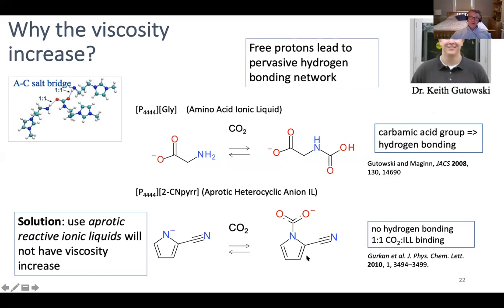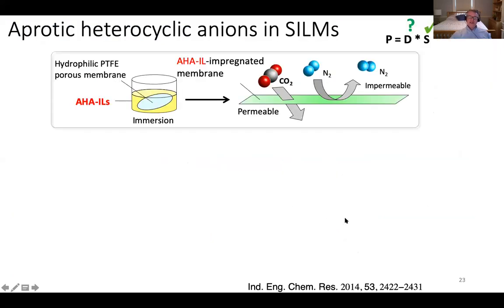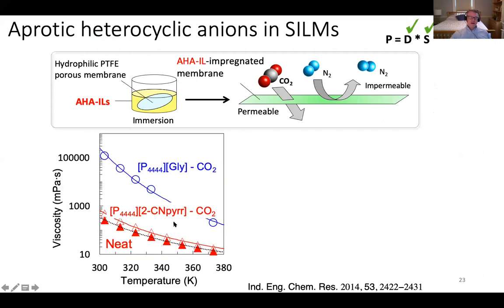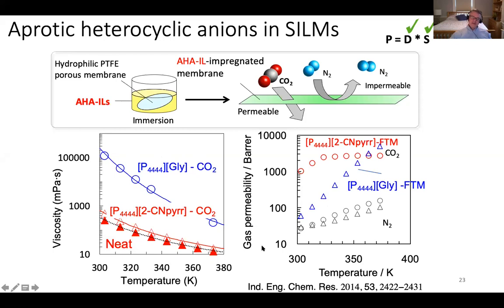So the prediction here was that these won't show much of a viscosity increase. So the question is, is that true? And we published this a few years ago. Sure enough, when Aki ran the viscosity measurements for this new ionic liquid, which is in red, you see just a very modest increase in the viscosity compared to the tremendous viscosity increase with the old glycinate ionic liquid. So what that tells you is that the gas permeability, now I'm not looking at the permeability ratio, just the total permeability, how fast the gas goes through the liquid.